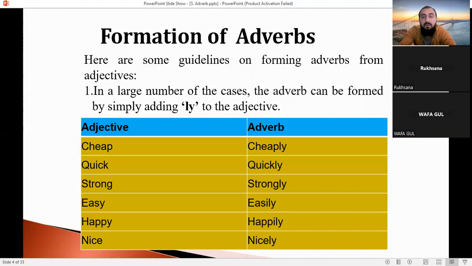So we make adverbs of manner by adding ly, ily, ally to the adjectives. So this is rule number one. Normally, we add ly to adjectives to make them adverbs. Cheaply, quickly, carelessly, carefully, beautifully, nicely, smartly, intelligently, cleverly, right?